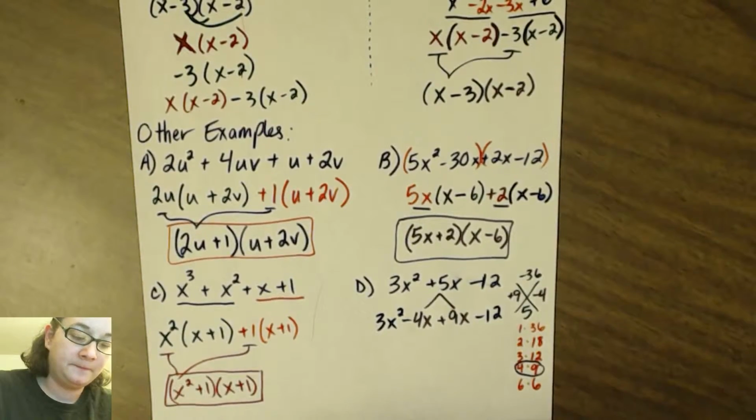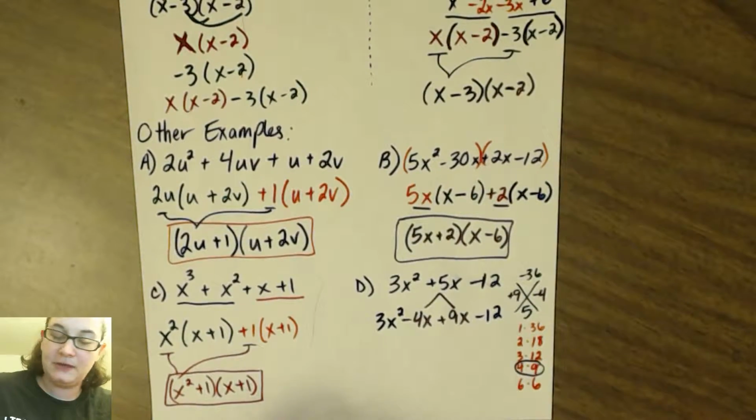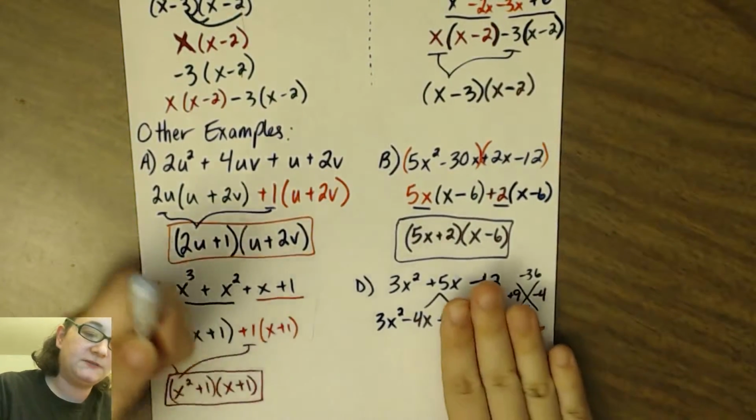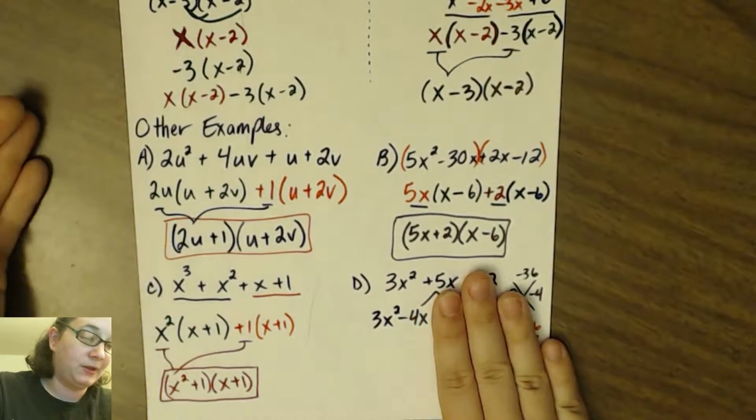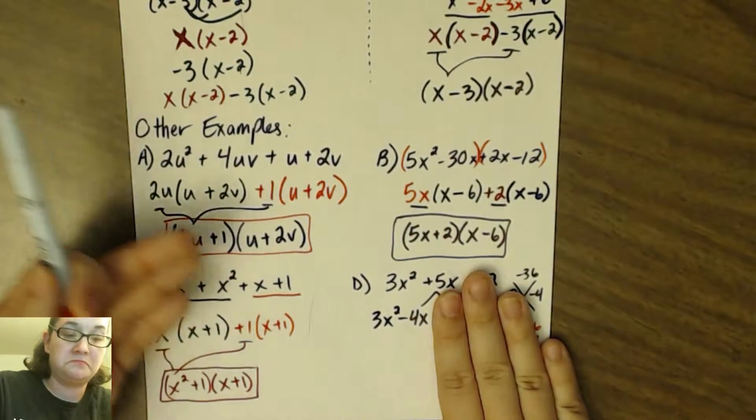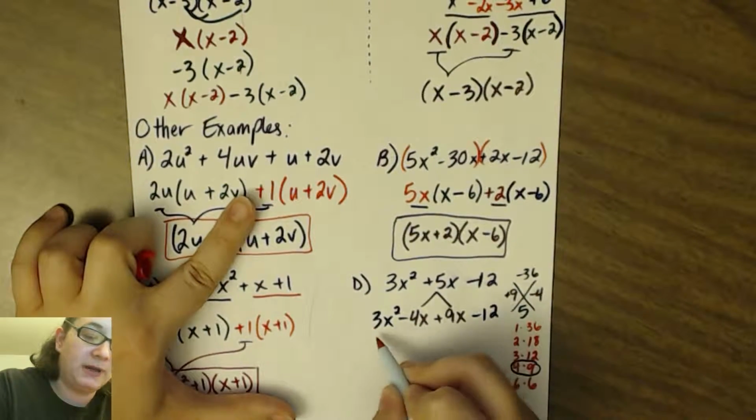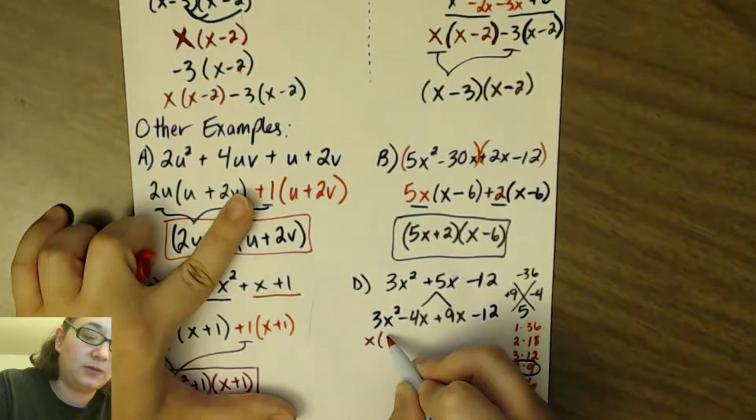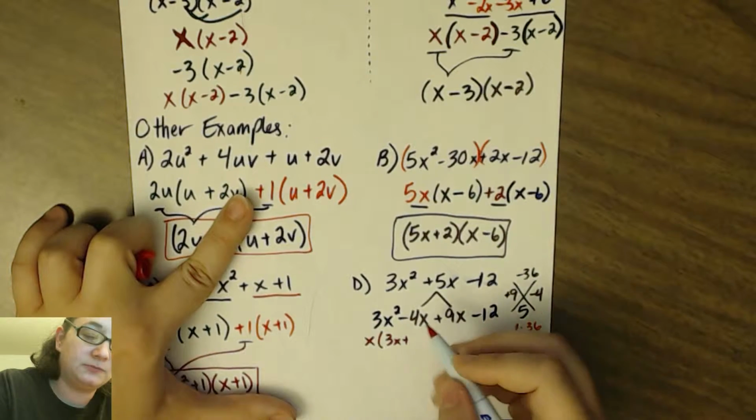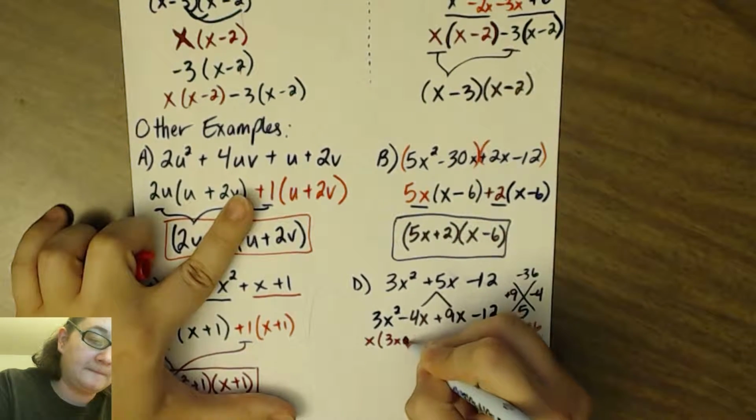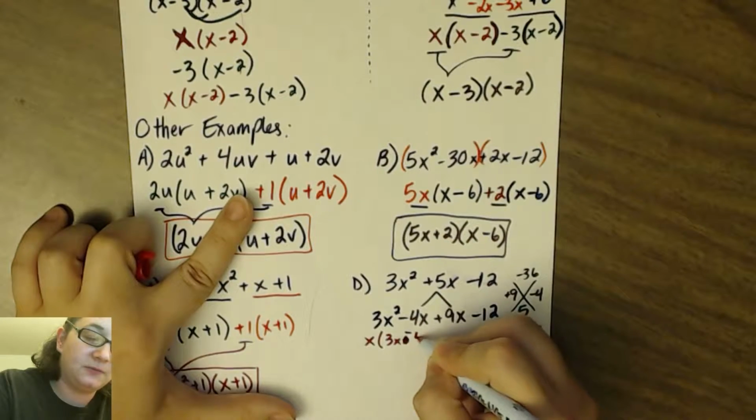Let me group them and see what I can do. So if I look at these first two terms, I have a 3 and I have a 4. So the coefficients don't match, but I could pull an x out and I end up with 3x plus, sorry about that, 3x minus 4.